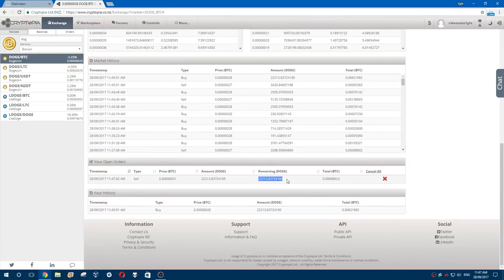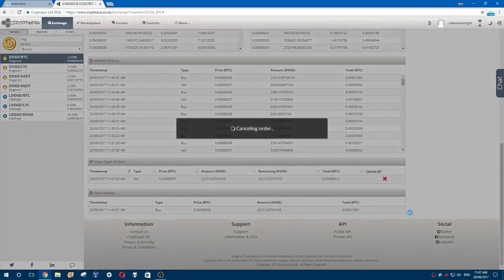This is how much is remaining. So no one's bought any, so the remaining amount's just going to be the same as what I've put here. But if someone bought 10,000, then it would say remaining 12,213. Yeah, that's the total Bitcoin. And if I want, I can cancel this.